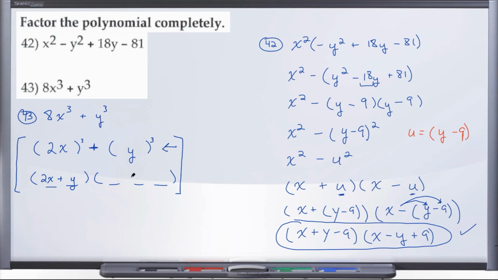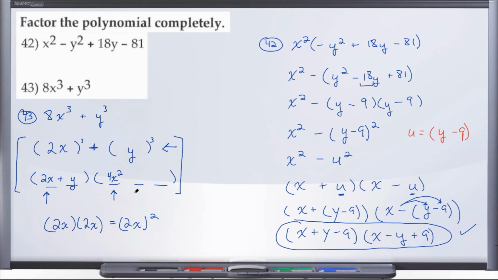And now to fill in the trinomial part of our answer, to fill in the first blank, what we're going to do is square the first term of the binomial. So what is 2x squared? Well, 2x times 2x, right? That's the same thing as saying 2x squared. Well, 2 times 2 gives us 4, and x times x gives us x squared.